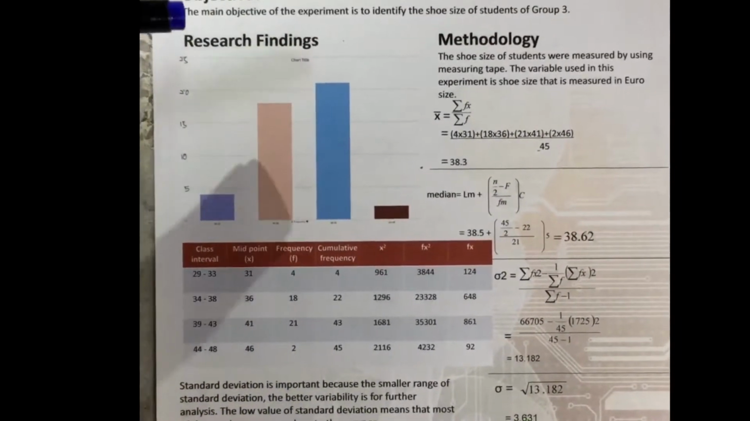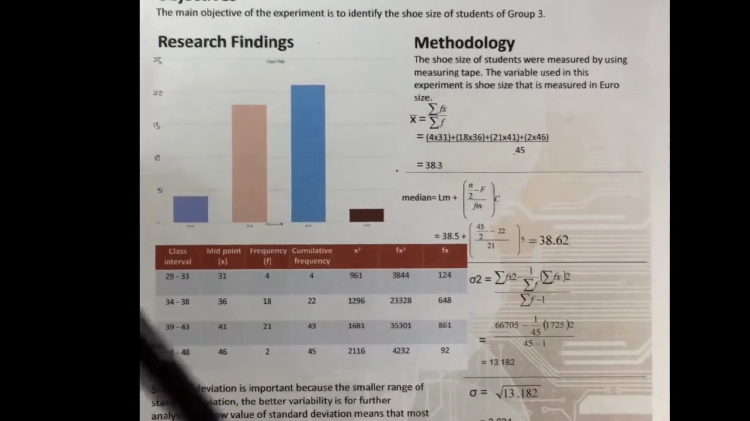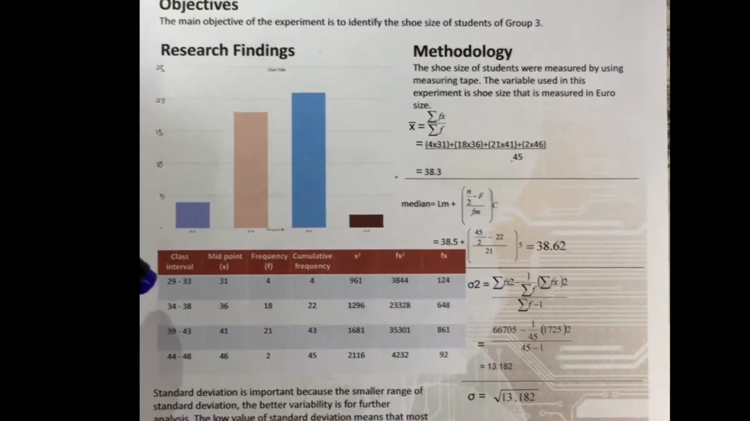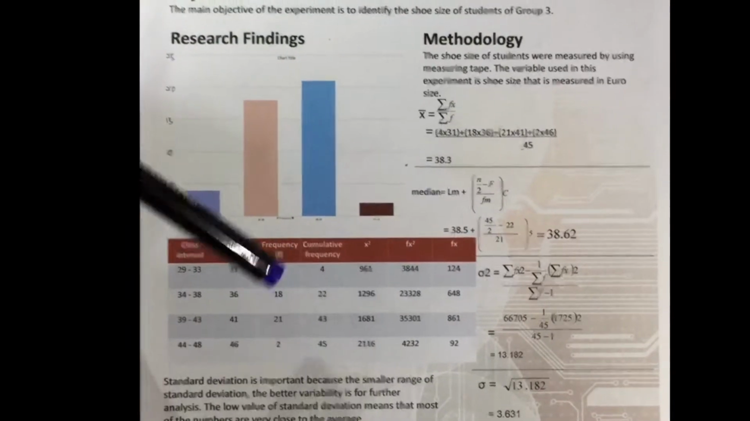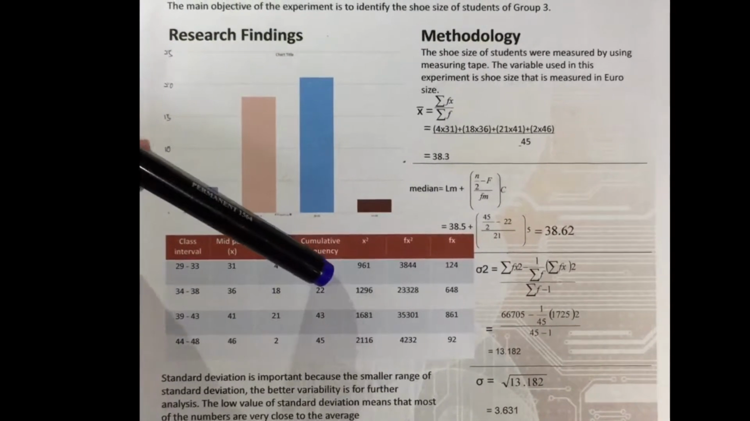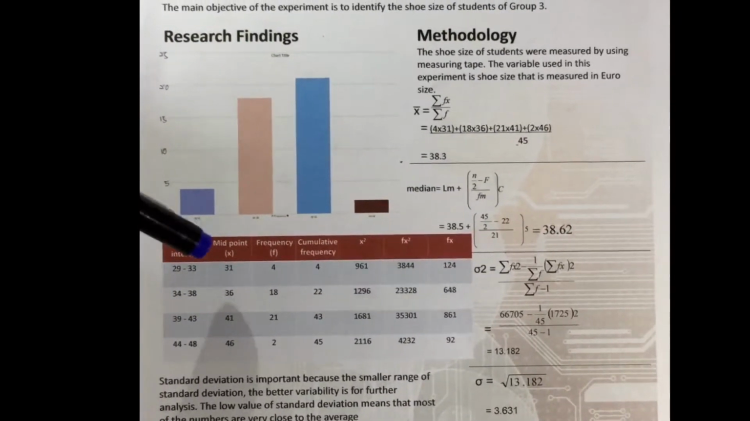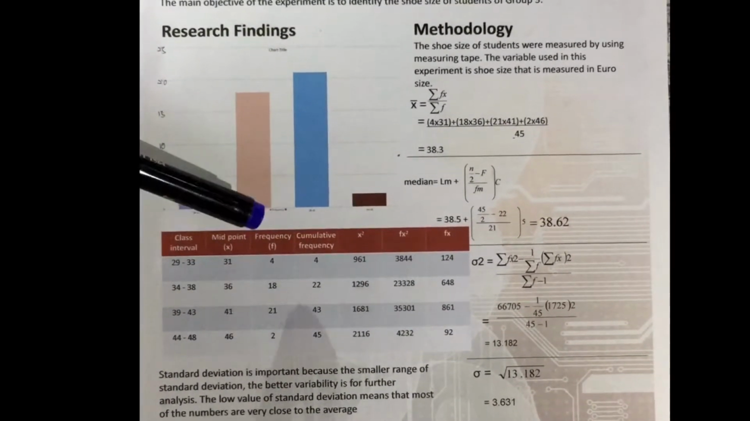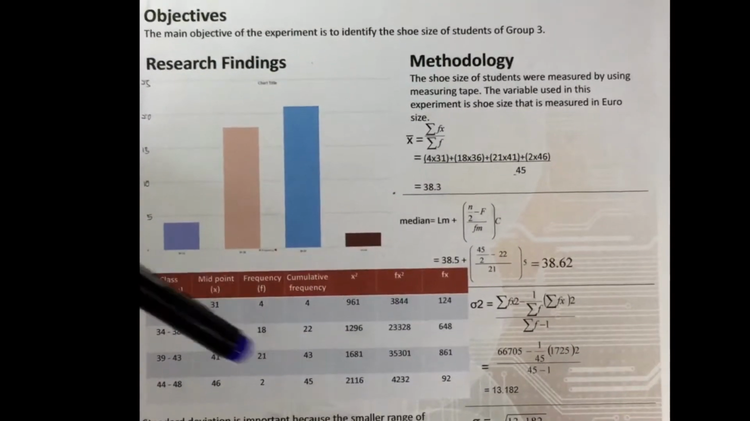So the research findings have been presented in a graph and have been translated into a table. For the class interval 29 to 33 with midpoint 31, the frequency is 4 and the cumulative frequency is 4. For the class interval 34 to 38, the midpoint is 36, the frequency is 18, and up to this point the cumulative frequency is 22.